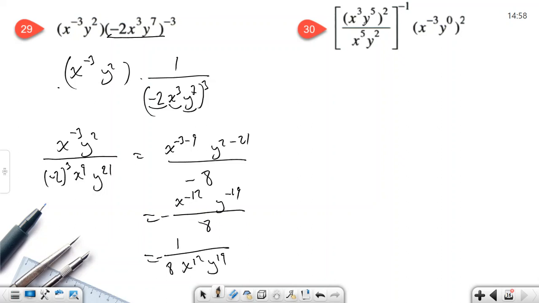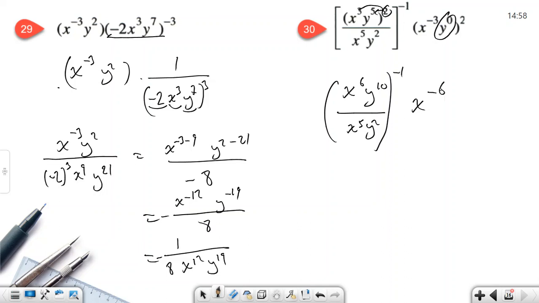Here, this 2 times 3, 2 times 5, x to the power of 6, y to the power of 10, over x to the power of 5, y to the power of 2, all to the power of negative 1. That's already 1. So I have here x to the power of minus 6, because 2 times negative 3 is negative 6, and y to the power of 0 is already 1. Here you cancel this one, 6 minus 5, x, y to the power of 10 minus y to the power of 2, so 10 minus 2, these are division. In division we subtract powers, y to the power of 8. In the denominator we have only 1, minus 1, x to the power of minus 6.